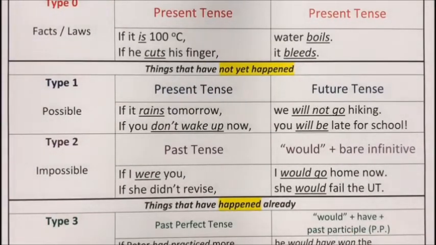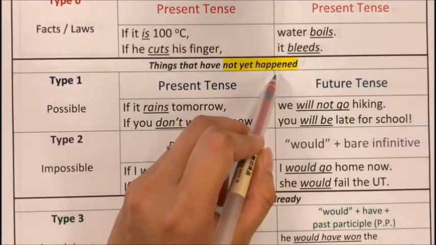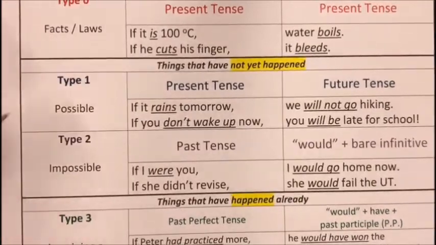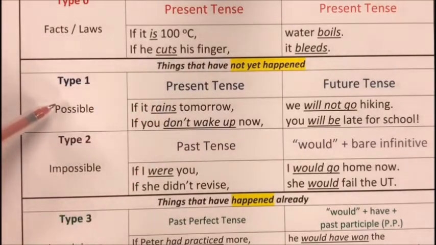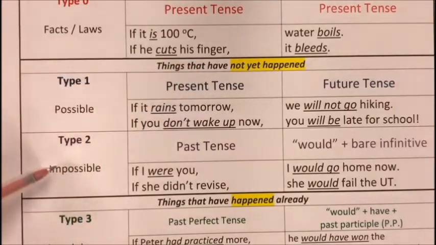Sometimes we give a condition and then try to estimate what will happen if that condition appears. So these are things that have not yet happened. We're predicting: we give a condition and guess what will happen if it is met. But what is the difference between type 1 and type 2? For type 1 conditional sentences, it hasn't happened, but very likely it will happen. For type 2, it hasn't happened yet, and it's not likely to happen. It's pretty impossible. So this is the difference between type 1 and type 2.